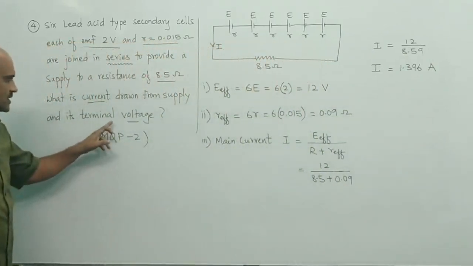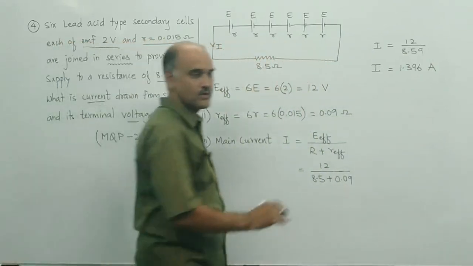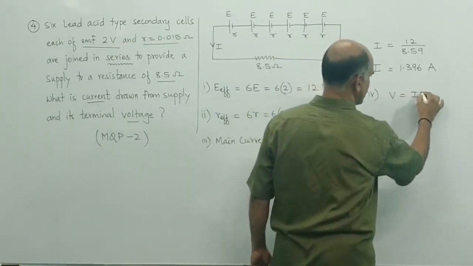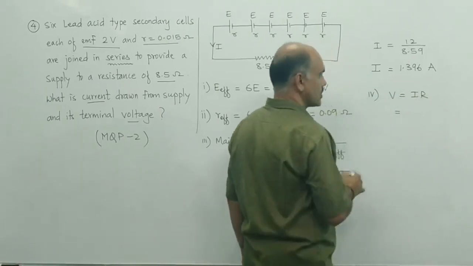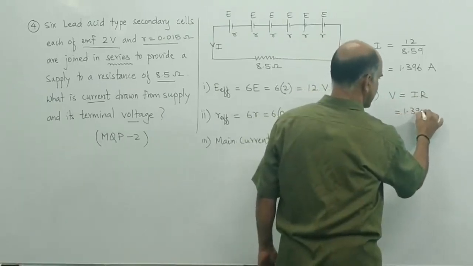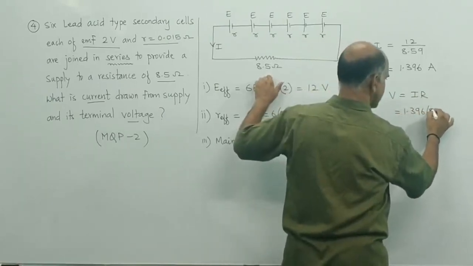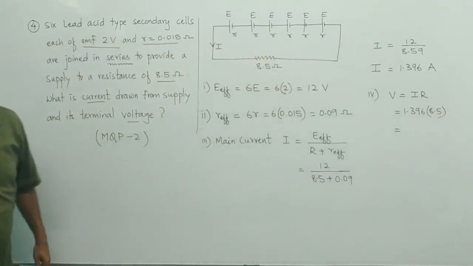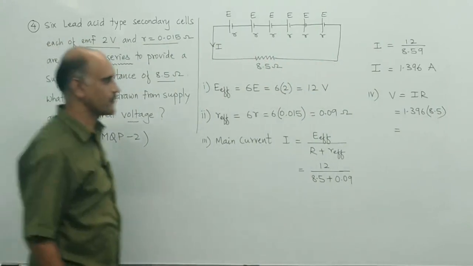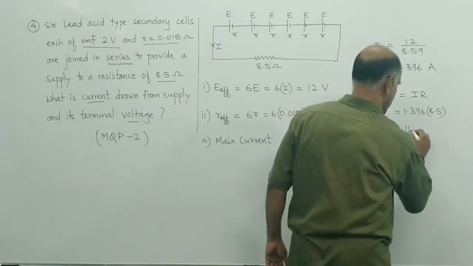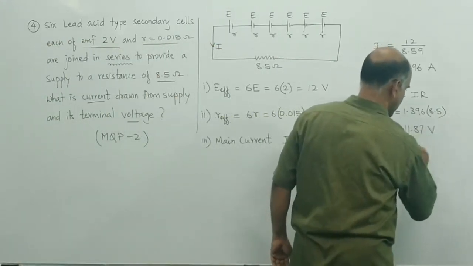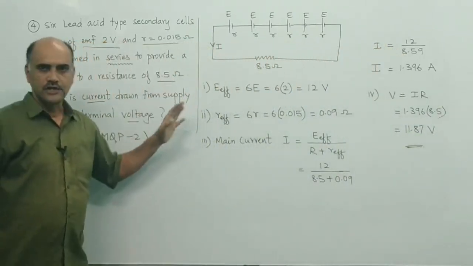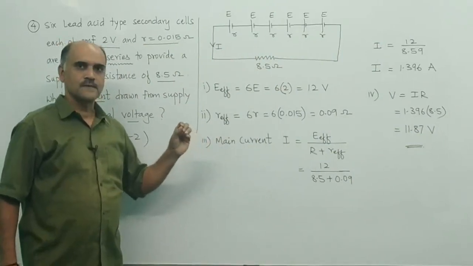Then fourth, terminal voltage. So again by Ohm's law, V is equal to I into R. So I is 1.396, capital R is 8.5. Using calculator again, multiply. If you multiply, you will get 11.87 volt. Clear, students? So on this combination of cells, problems are simple.